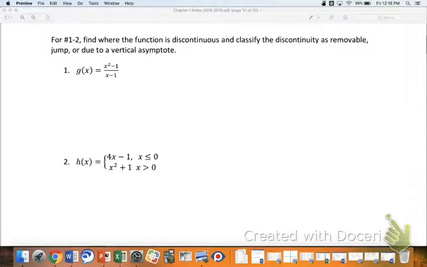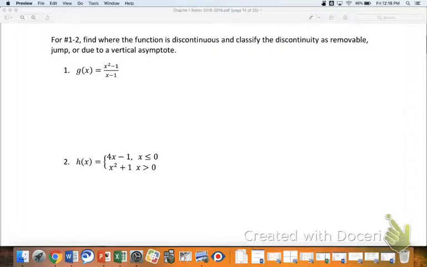Okay, I want to run through these quickly and then we'll loop back through and go a little deeper. So with number 1, what kind of a discontinuity did you guys see? It is removable. I totally agree. What about number 2? Number 2 is definitely a jump. Let's talk about how you could show this.